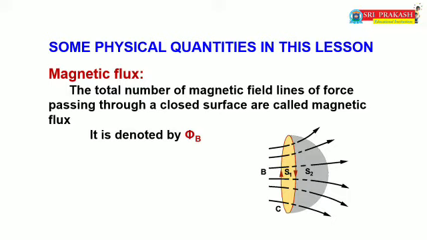So magnetic flux is nothing but the total number of magnetic field lines. Here you can see S1, one surface, and S2, another surface. For the entire closed surface S1, some number of magnetic lines of force are passing through it due to the magnetic field. These lines of force we call flux, and the unit is Weber.